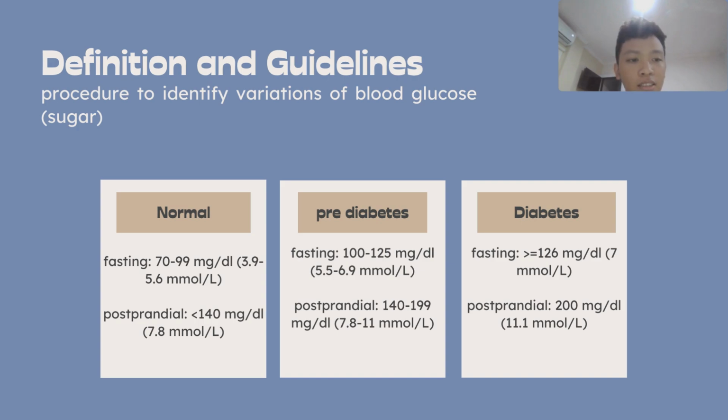On the other hand, normal postprandial blood glucose is below 140 milligrams per deciliter. In pre-diabetic patients, it is around 140 to 199, and in diabetic patients, it is 200 and above.